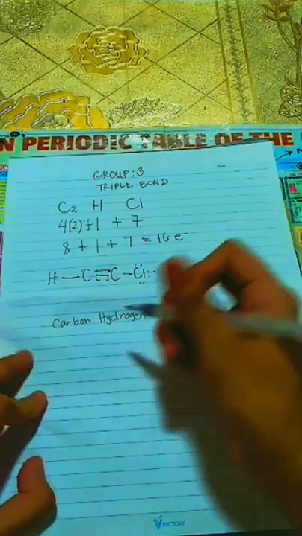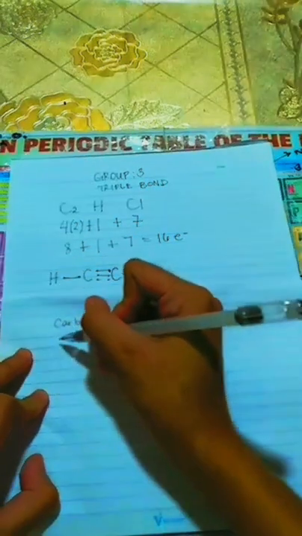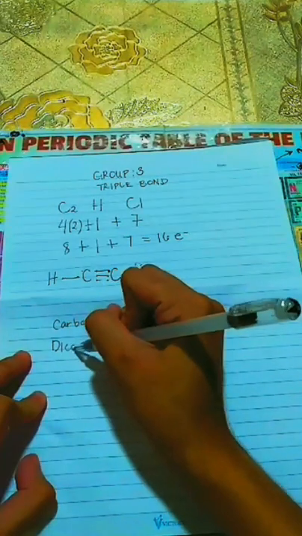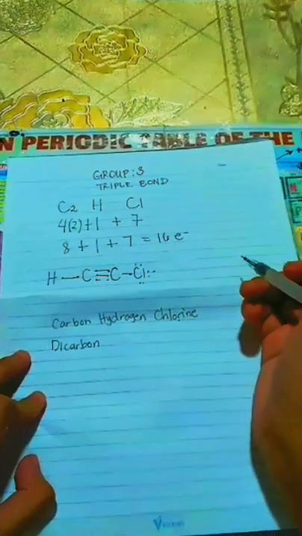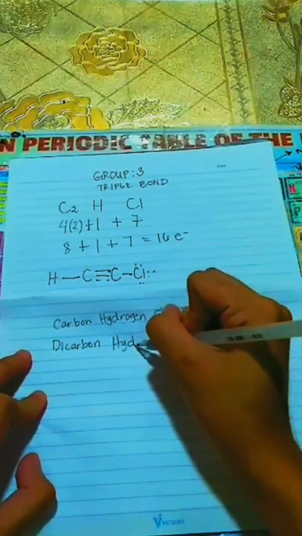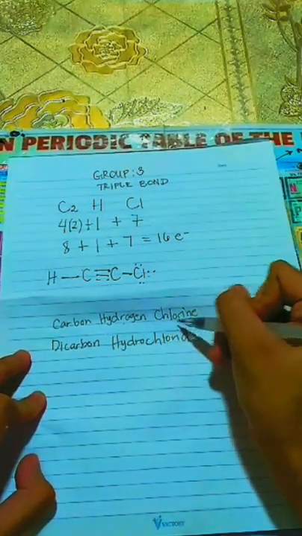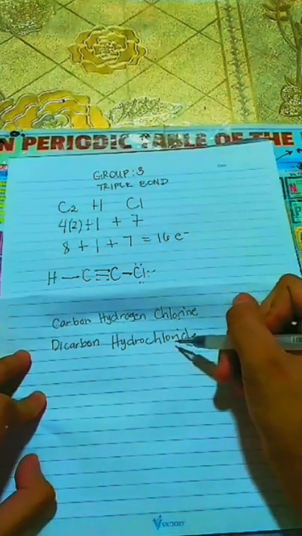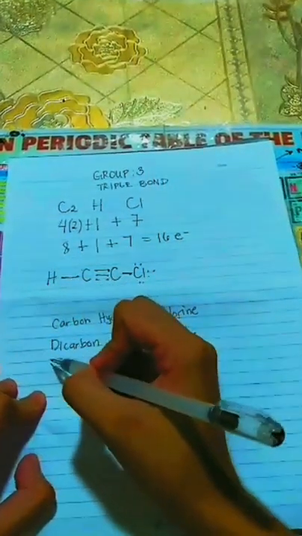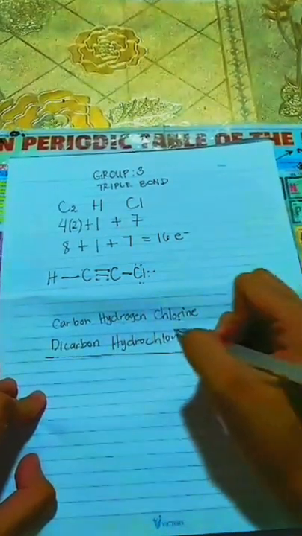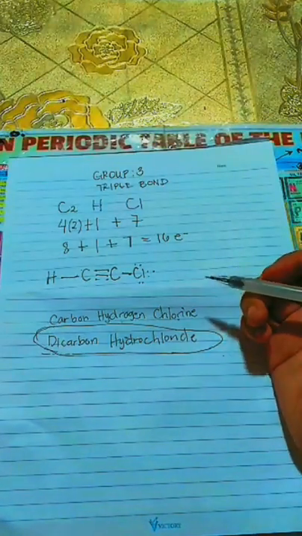For binary covalent naming, this is dicarbon because there are 2 carbons, and the hydrogen and chlorine make hydrochloride, because chlorine is a non-metal and I use the ending -ide for non-metals. And this is the binary covalent naming. And that's all. Thank you for watching.